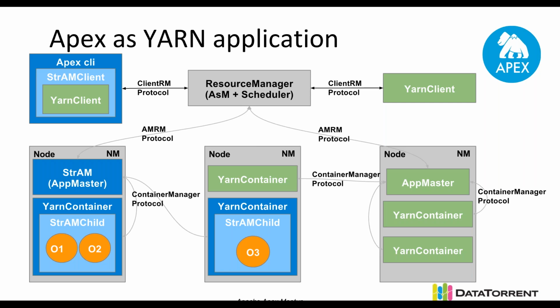Does Apex support only streaming, or does it have support for historical data as well? We do support both streaming as well as batch processing. We are on top of Yarn, and Yarn allows everything, like streaming, batch processing, and everything. So practically, we can also do batch processing. We actually have customers who use Apex for batch processing as well, along with streaming.